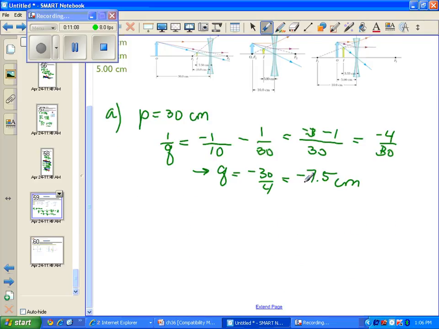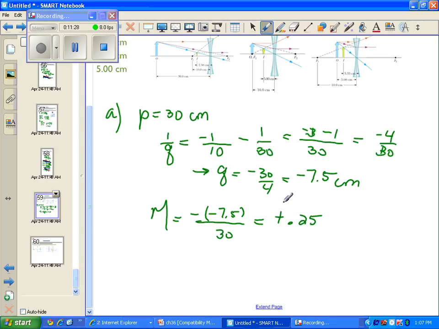And of course, the negative tells us the image is virtual, but we know that in all cases of a diverging lens, that happens to be the case. M equals minus 7.5 divided by 30 gives us positive 0.25. Positive says it's upright. 0.25 tells us that it's reduced. What does the ray diagram look like?